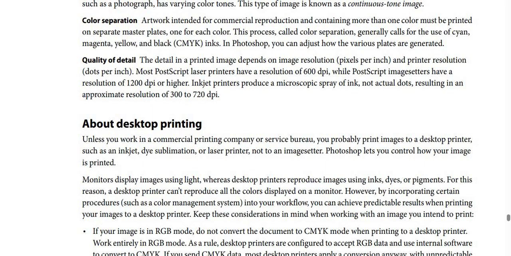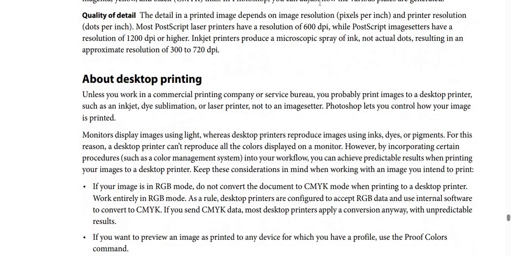And what about quality of detail? Quality of detail means that the detail in a printed image depends on image resolution, like pixels per inch, and print resolution, like dots per inch. Most PostScript laser printers have a resolution of 600 dpi, while PostScript image setters have a resolution of 1200 dpi or higher. Inkjet printers produce a microscopic spray of ink, not actual dots, resulting in an approximate resolution of 300 to 720 dpi.